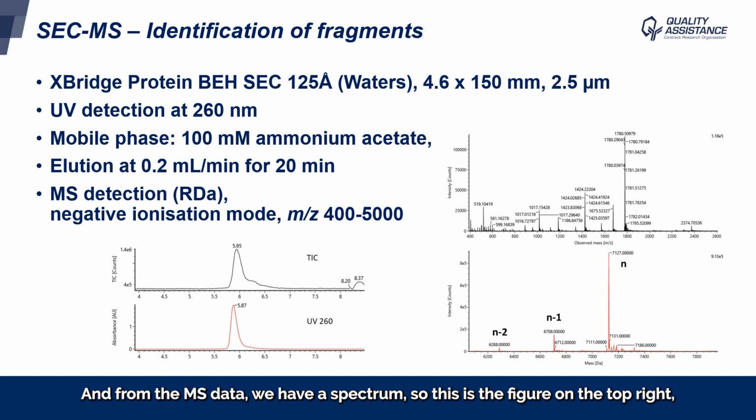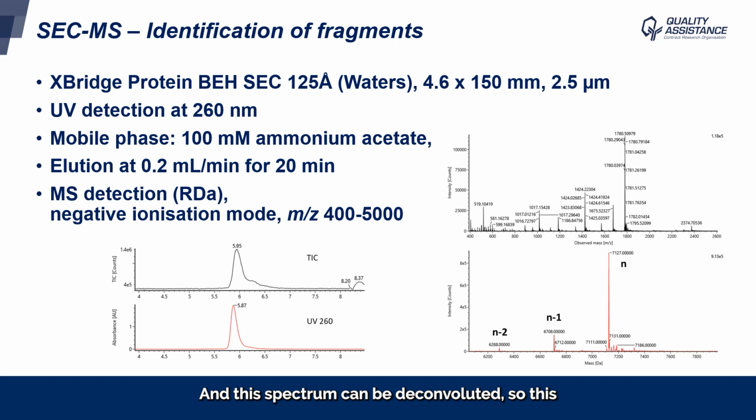And from the MS data, we have a spectrum. So this is the figure on the right, on the top right. And this spectrum can be deconvoluted. So this is the spectrum at the bottom of the right figure. And from this, we can identify the model oligonucleotide. So we see the molecular weight of 7,127 Dalton, which is the expected molecular weight for nusinersen. And we also see other deconvoluted peaks, which correspond to fragments of the oligonucleotide of interest, so missing 1 or 2 nucleotides. So they are annotated N-1, N-2 on this graph.